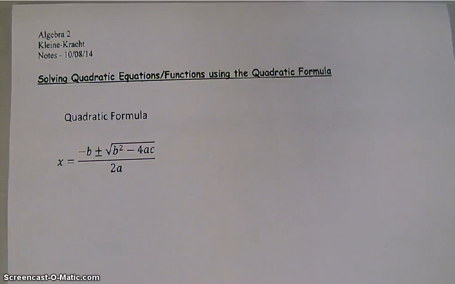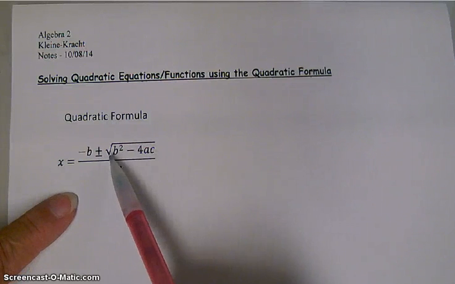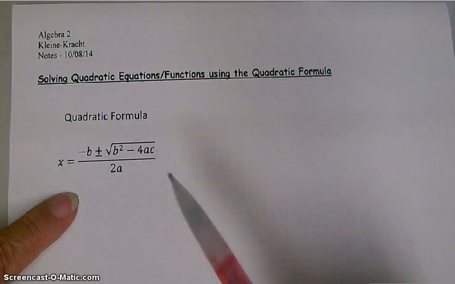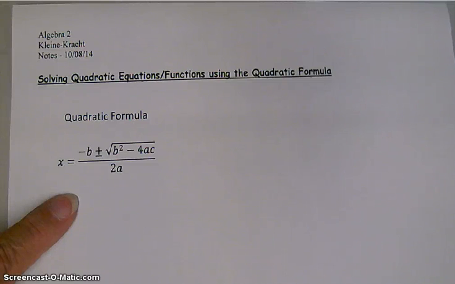Good afternoon, class. Today we're going to talk about solving quadratic equations or functions using the quadratic formula. The quadratic formula is given to you here. x equals negative b plus or minus the square root of b squared minus 4ac, all over 2a. If you recognize this from the other night, the part under the square root is the discriminant. Yes, you're going to have to commit this to memory.